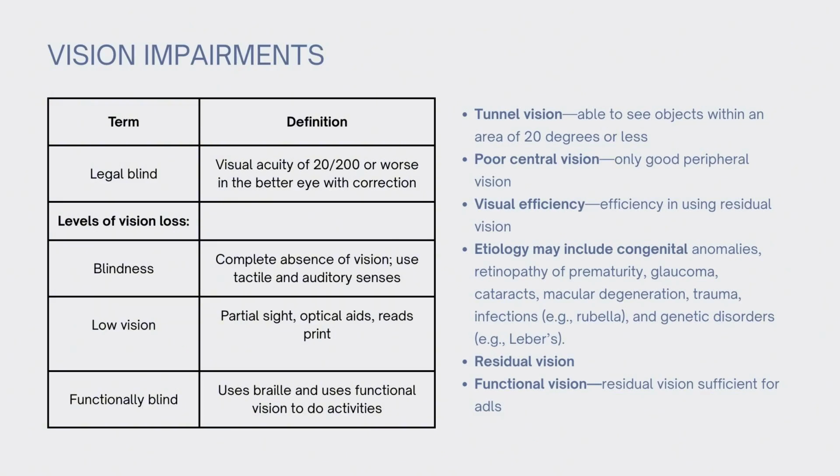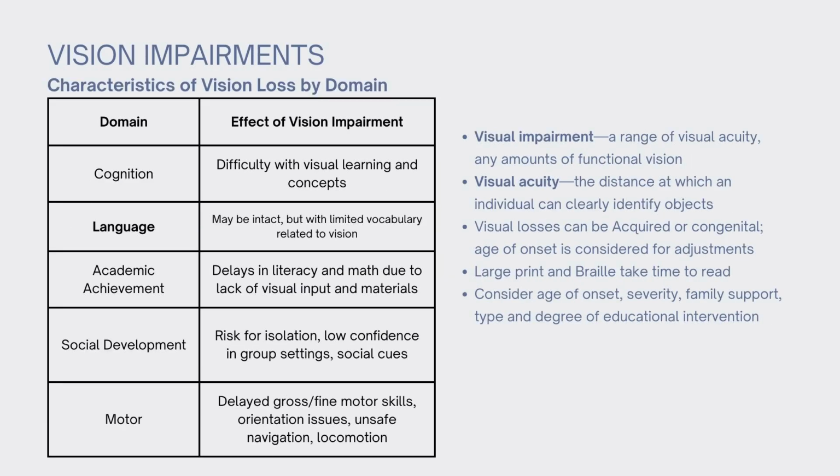Tunnel vision, so they are able to see objects within an area of 20 degrees or less. Poor central vision, so only good at peripheral vision. Then visual efficiency is what we call efficiency in using residual vision. Etiology may include congenital anomalies, retinopathy or prematurity, glaucoma, cataracts, macular degeneration, trauma, infections, and other genetic disorders. Residual vision, and then functional vision, where residual vision is sufficient for ADLs. Characteristics of vision loss by domain.